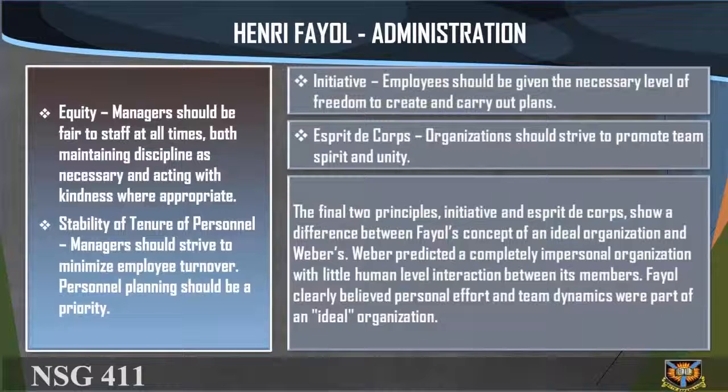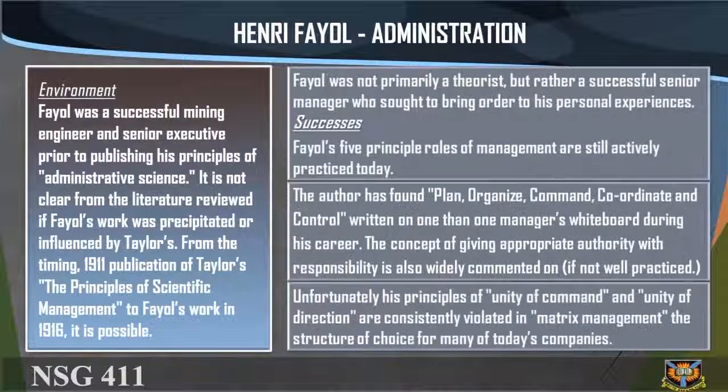The final 2 principles, initiative and esprit de corps, show a difference between Fayol's concept of an ideal organization and Weber's. Weber predicted a completely impersonal organization with little human-level interaction between its members. Fayol clearly believed personal effort and team dynamics were part of an ideal organization.